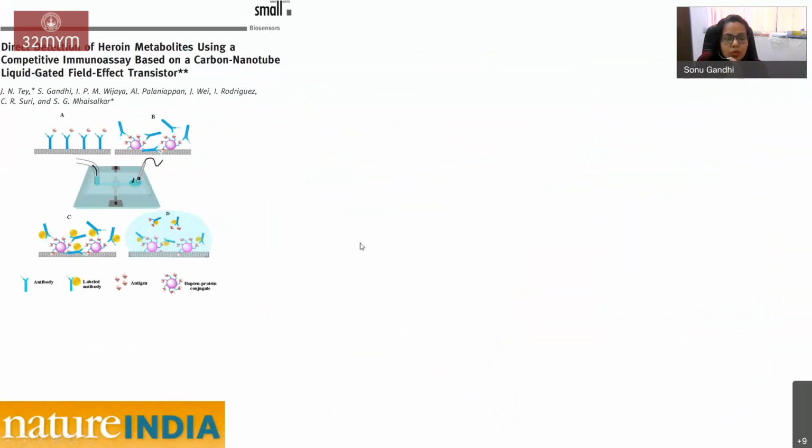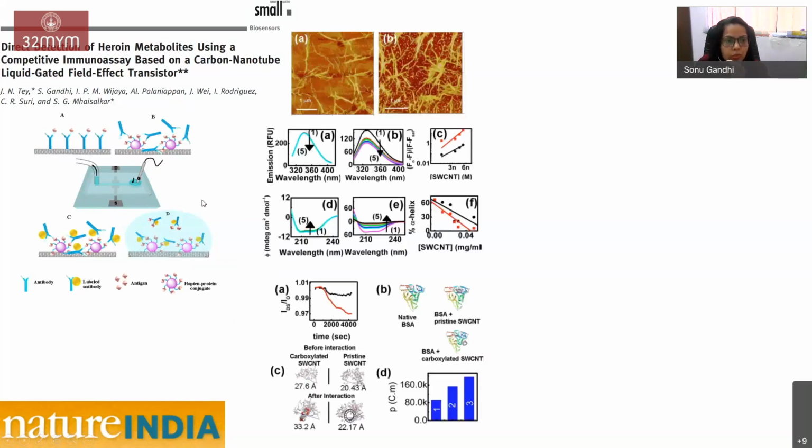With this, what we have done, we developed a PDMS based device which is very flexible and easy to synthesize. In this, we created the source and drain electrodes and put the gate voltage and calculated the change in the current over a period of time.